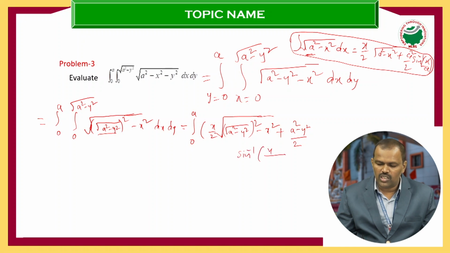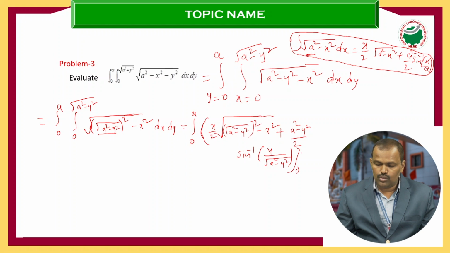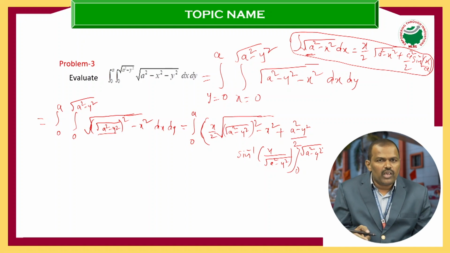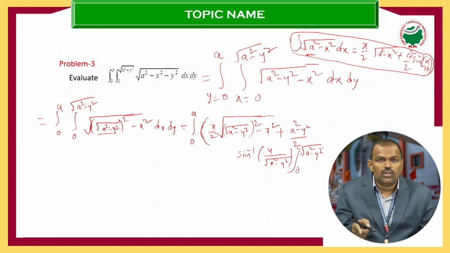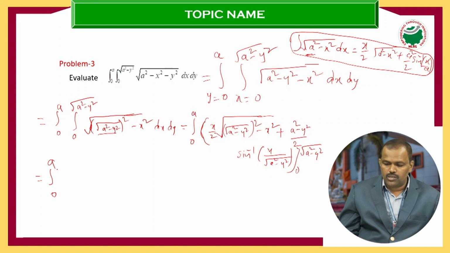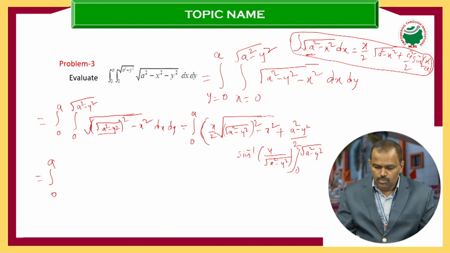So x by a, what is a? a is square root of a square minus y square. So whole bracket, limits 0 to square root of a square minus y square. That means here in place of x or y I have to substitute the limits. Here I did integration with respect to x. That's what I have to substitute the limits in place of x. So that is equal to integral 0 to a. Now I am substituting the limits, upper minus lower limits in place of x.